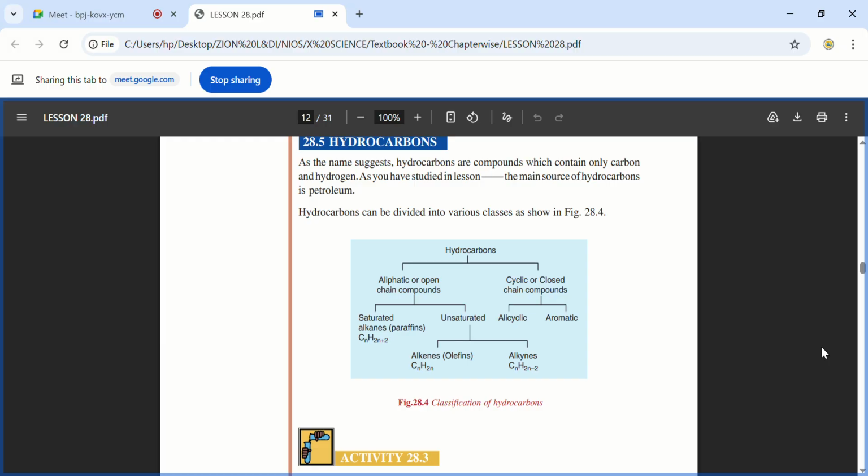And then the cyclic or closed is further classified into two types: alicyclic and aromatic. Alicyclic compounds will be made with less than 6 carbons. Aromatics are made with 6 or more than 6. Why are they called aromatic? Aroma, flavor, odor. Basically these compounds will produce a good smell. They'll produce some significant odor. That is why they are called aromatic.